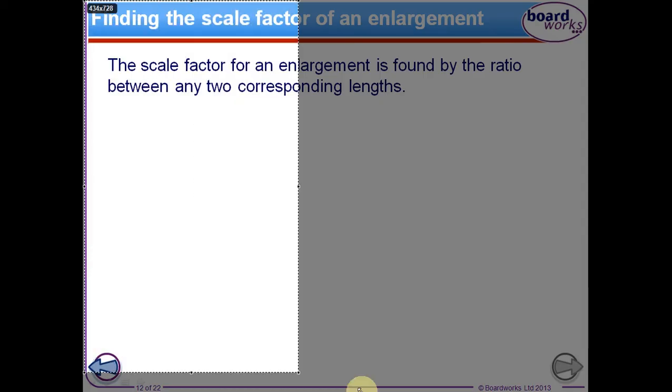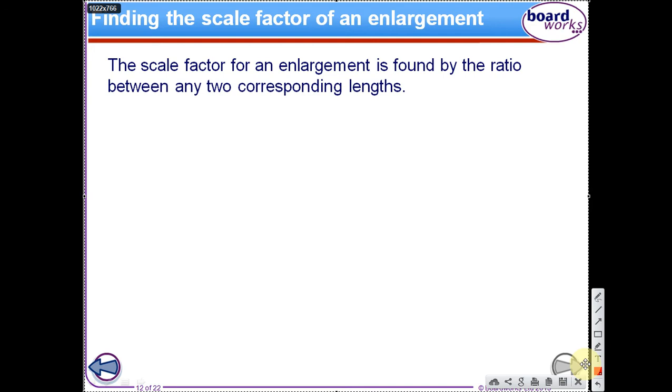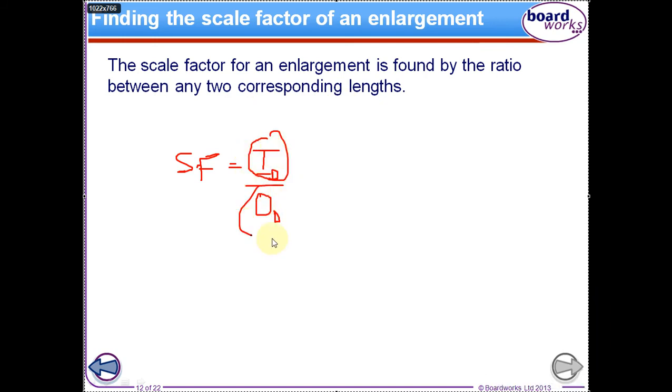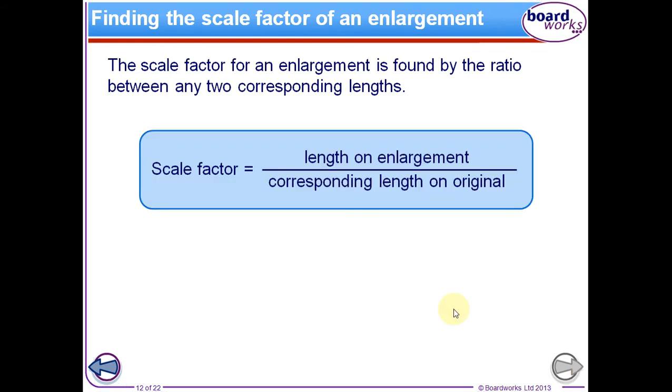Now don't forget, in transformation, guys, you can also access the video via YouTube. In transformation, scale factor generally is the image dimension divided by the object dimension. By the time we complete some tasks, you will understand this better. The scale factor of an enlargement is found by the ratio between two corresponding lengths, that is, the length of the image divided by the corresponding length of the object. So you should be able to identify which one is mapped to the other.